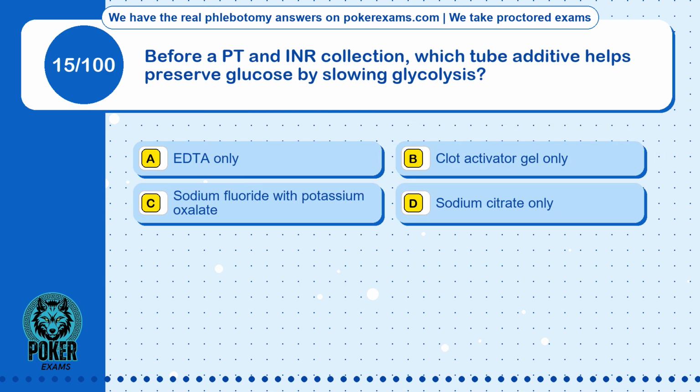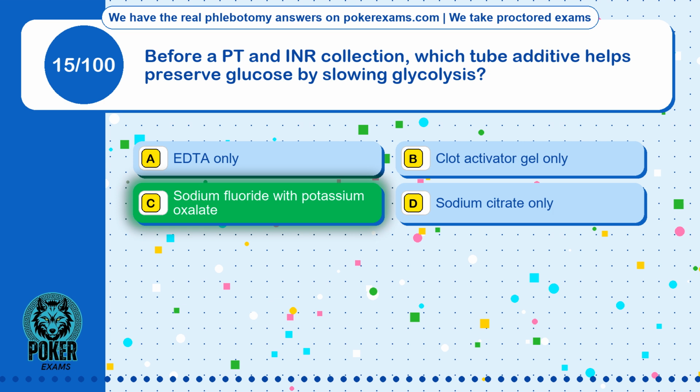Question 15. Before a patient NINR collection, which tube additive helps preserve glucose by slowing glycolysis? Option A, EDTA only. Option B, clot activator gel only. Option C, sodium fluoride with potassium oxalate. Option D, sodium citrate only.